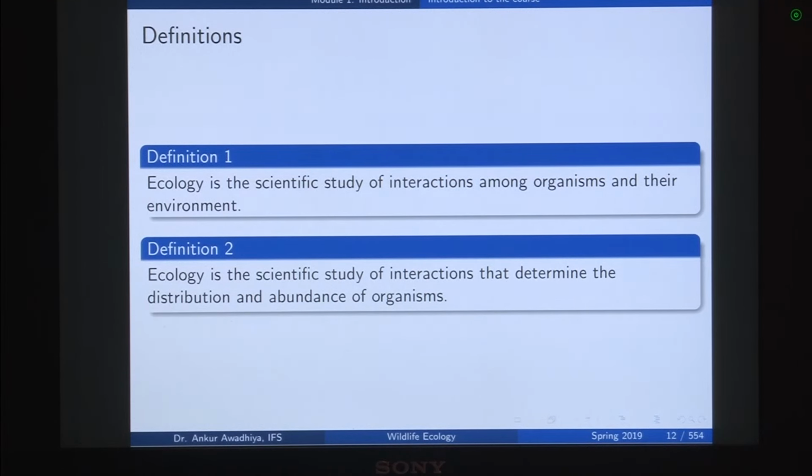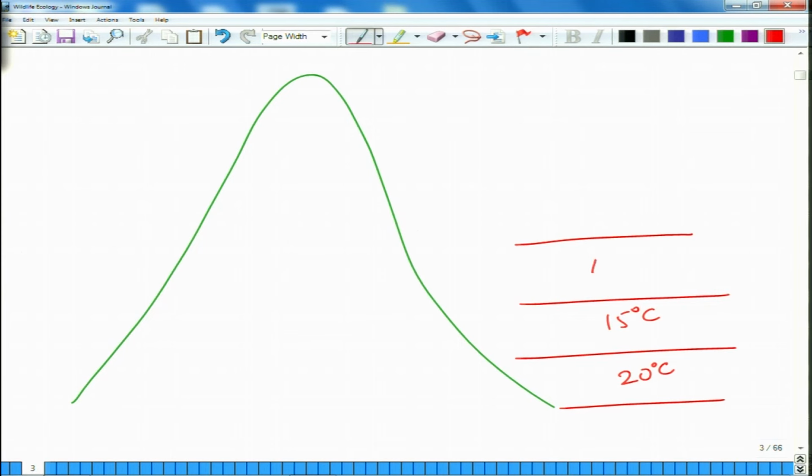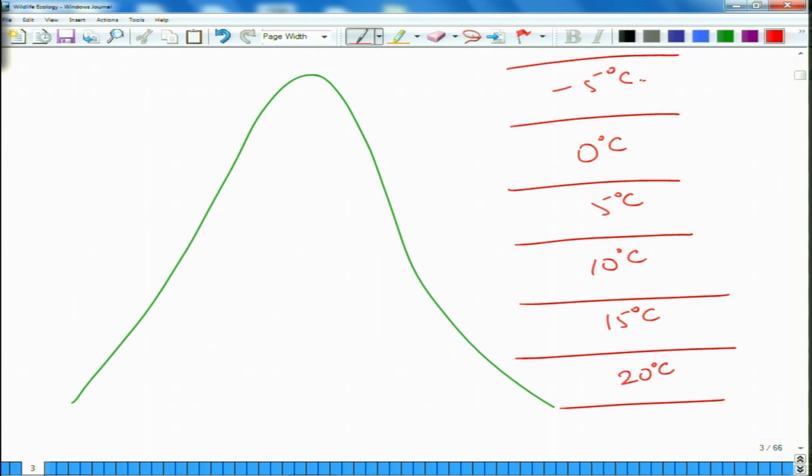Another definition could be that ecology is the scientific study of interactions that determine the distribution and abundance of organisms. So, what we are looking at here is the distribution of animals or organisms and the abundance of organisms. Now, to take another example, suppose we have this mountain, and in this mountain at this level we have an average temperature of say around 20 degrees Celsius, and as we move up the temperature reduces. So, in this region we have around 15, 10, 5, 0, and this area has an annual average temperature of minus 5 degrees Celsius. Now, the organisms that are found in this zone, let us call it zone 1, will be very different from the organisms that are found in zone 2, and extremely different from the organisms that are found in, let us say this is 3, 4, 5, 6.